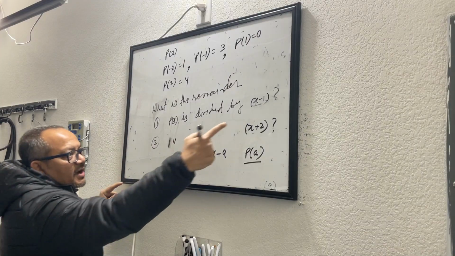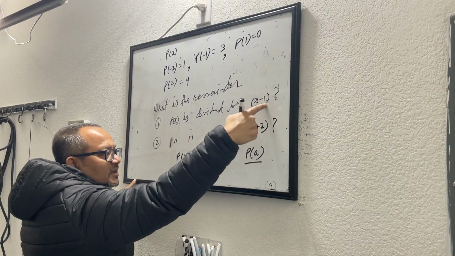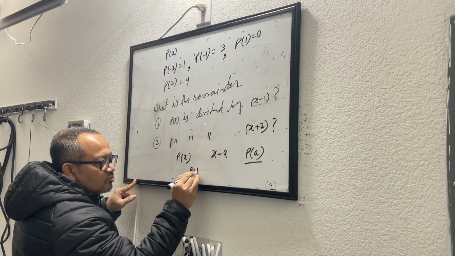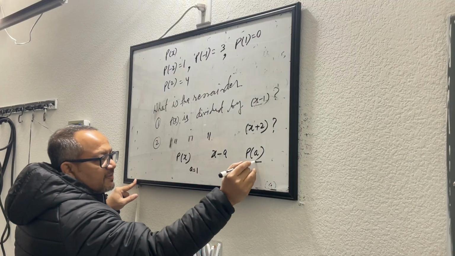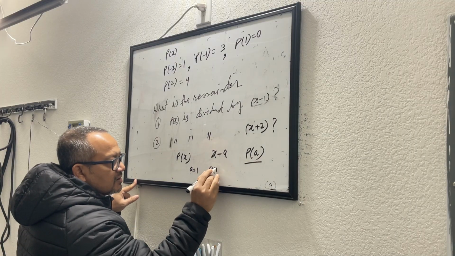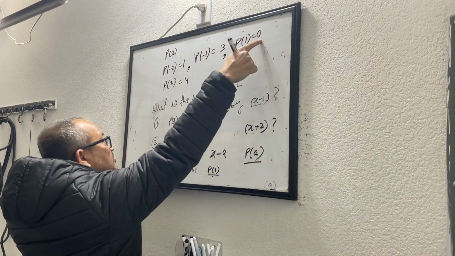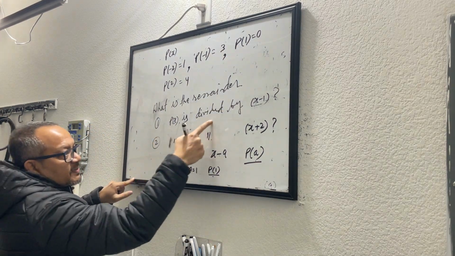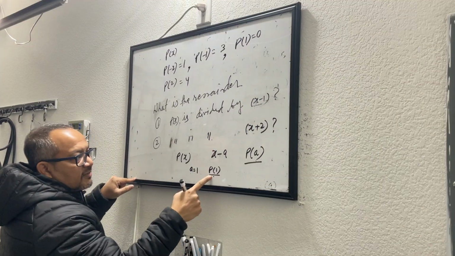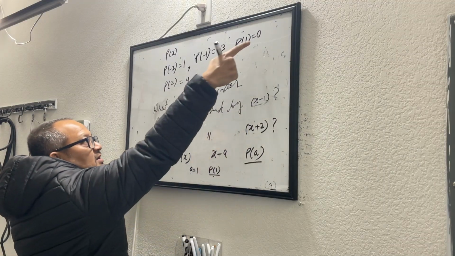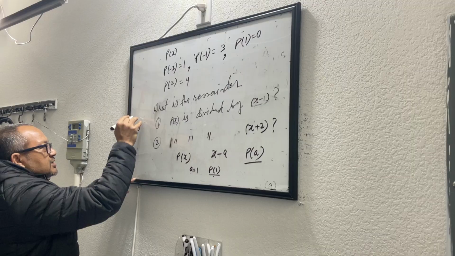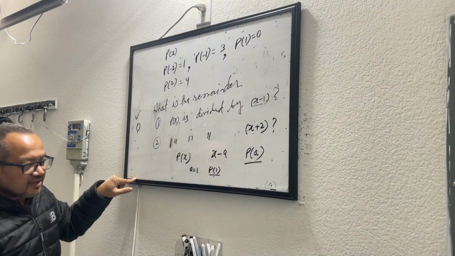Now, when I'm dividing by x minus 1, that means my a is equal to 1. So my remainder would be equal to p of 1. Do I know the value of p of 1? P of 1 is 0. So 0 is the answer that I will get for this one.